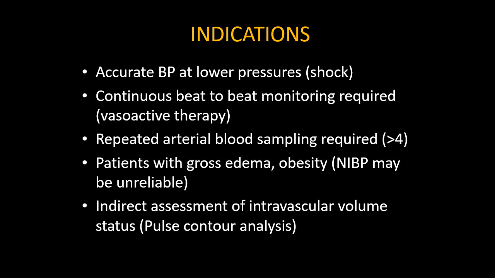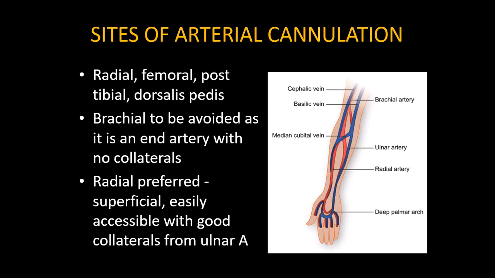Then it is mentioned that it is much better to place an arterial line rather than doing repeated punctures, more than 4. In patients with gross edema or obesity, NIBP may be unreliable. Also for indirect assessment of intravascular volume status by method of pulse contour analysis, which we discuss in successive slides in the advanced hemodynamic monitoring. These are the different sites for arterial cannulation.